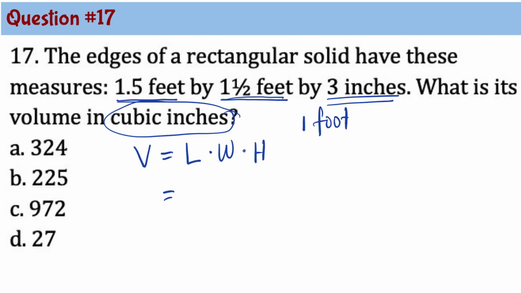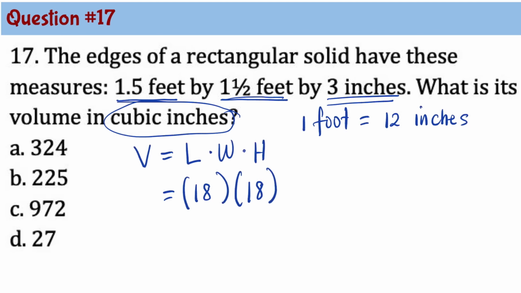1 foot is how many inches? 12 inches, right? One way to remember this is think of a 1 foot ruler with 12 inches. So if it's 1.5 feet, that means that will be 18 inches because we have 12 plus half of 12, which is 6, so that's 18 total. That means the width is also 18 inches because that's 1.5 feet.